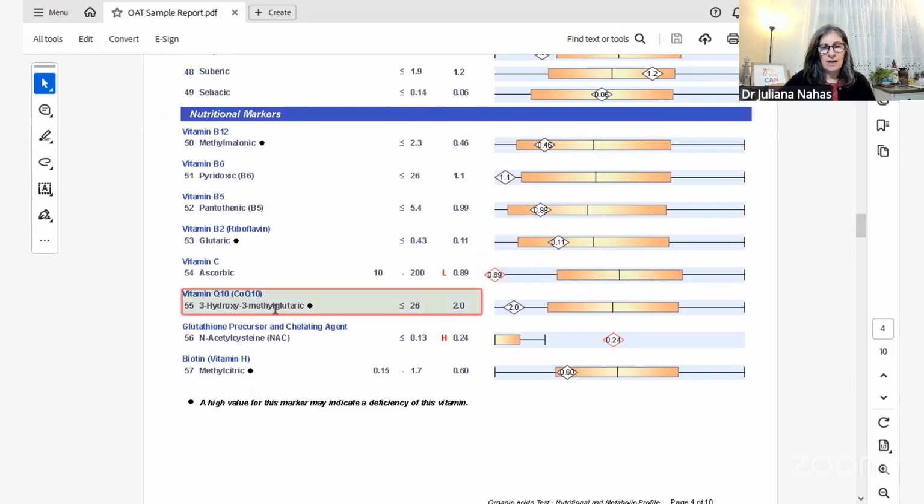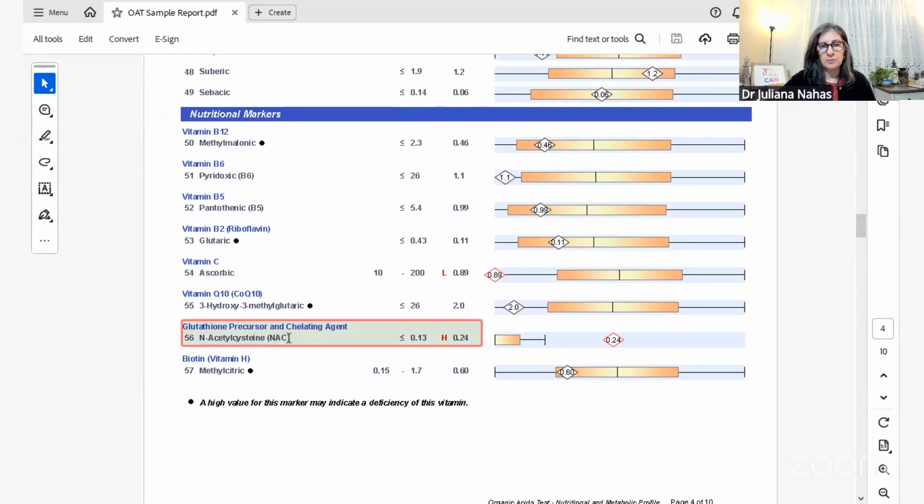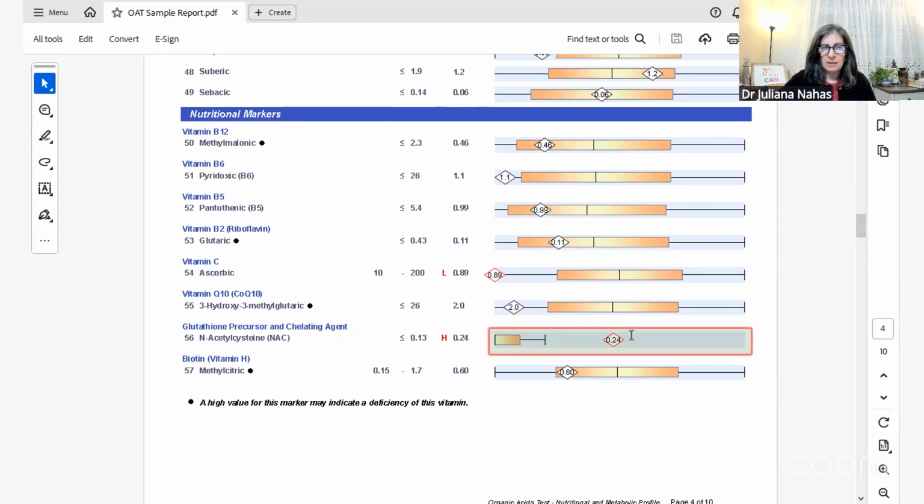CoQ10, I like to have CoQ10 because we need it as an antioxidant. And again, in this case, it's okay. It's only if the marker was on the opposite side of the spectrum that we would worry about deficiency. However, if you look at NAC, which is a precursor to glutathione, and glutathione is your master antioxidant, it's even more powerful than CoQ10 or vitamin C alone, that level is elevated, right? And it may be that this person is supplementing with NAC because you're seeing that that marker is elevated here. So we take that into consideration.